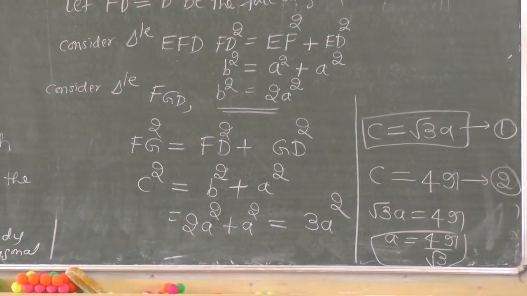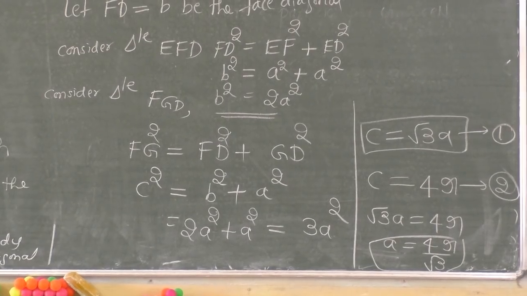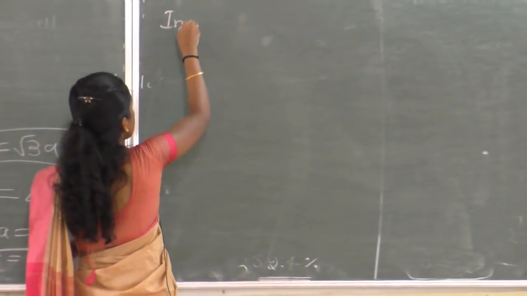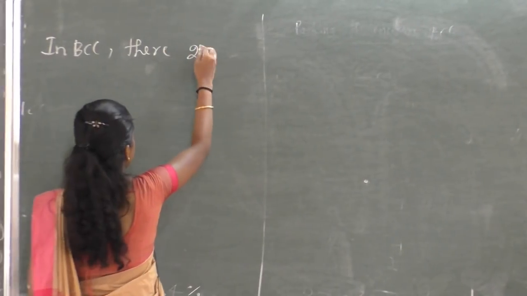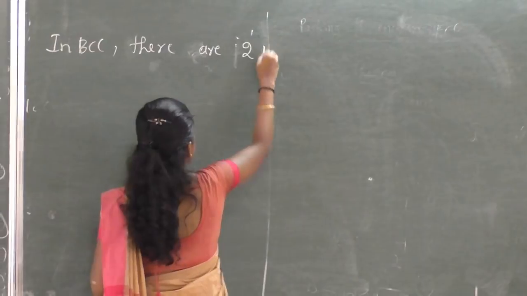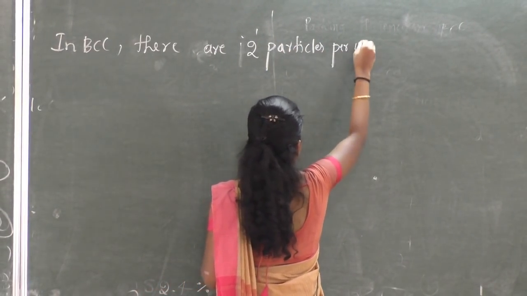Now you need to write the sentence here. In BCC, there are 2 particles per unit cell.